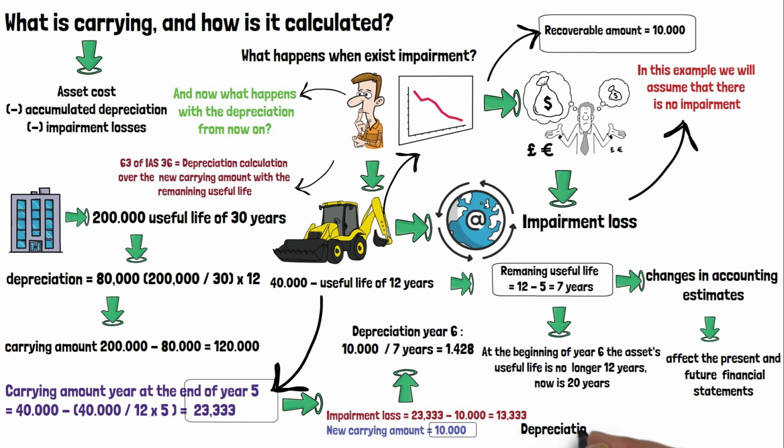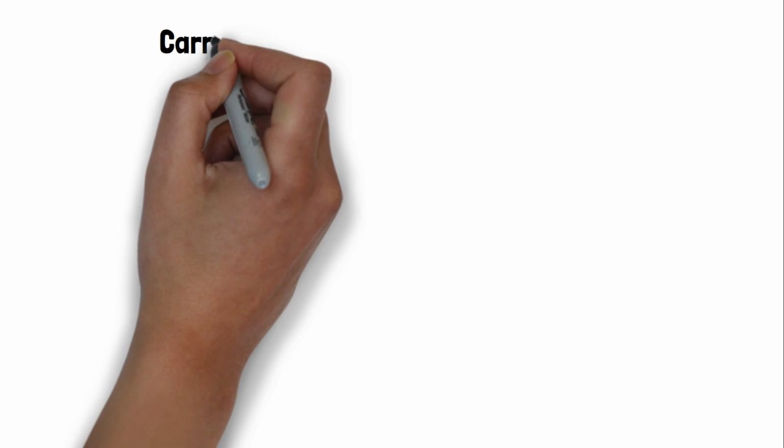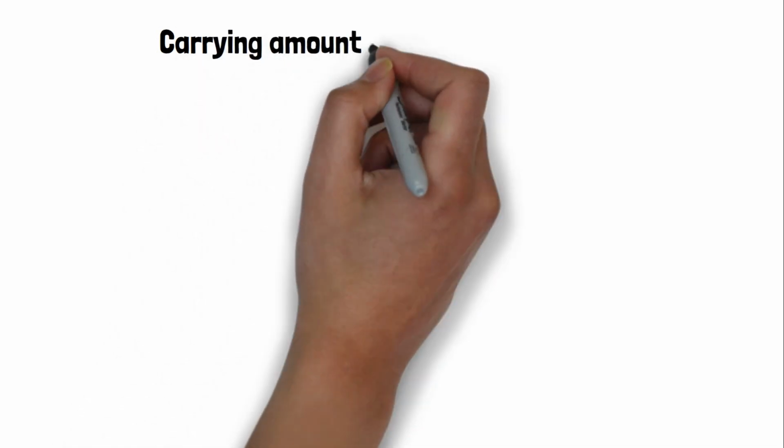Consequently, to calculate the depreciation for year 6, we will take the carrying amount at the end of year 5 and divide this value by the remaining useful life of 15 years. Let's remember that now the useful life is 20 years, but we must consider that 5 years have already passed. For this reason, the remaining useful life will be 15 years. So, the depreciation expense for this year will be $1,555.